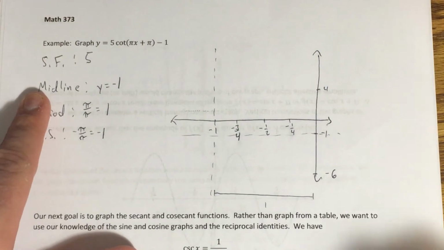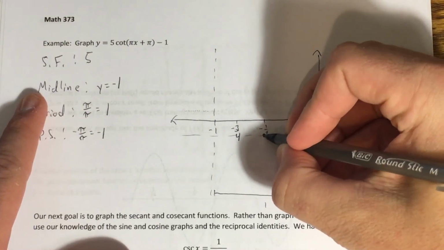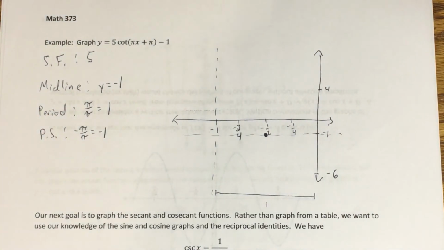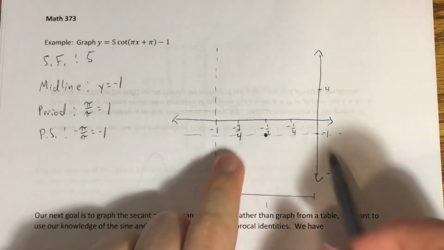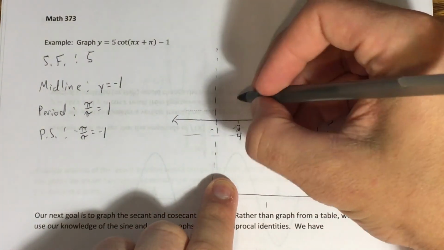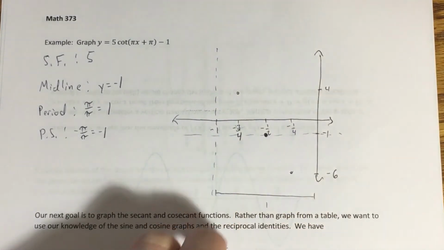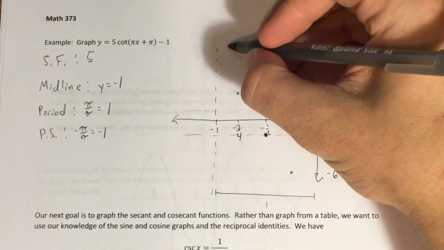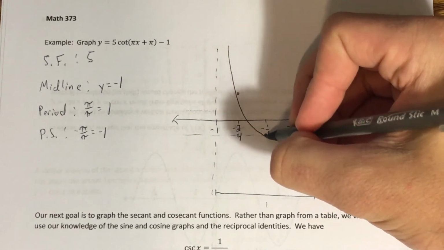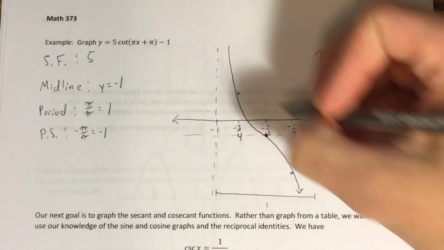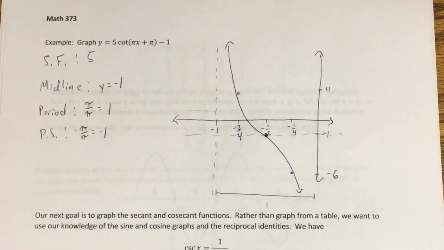My midline was -1, so I should have a point on my midline right there, dead center. There's no reflection in this graph, and we're talking about a cotangent function, which should be going downhill instead of uphill. So at these two values, I'm going to go up here to 4, down here to -6. There's the points. Now we just put a curve through them as best you can. Okay.